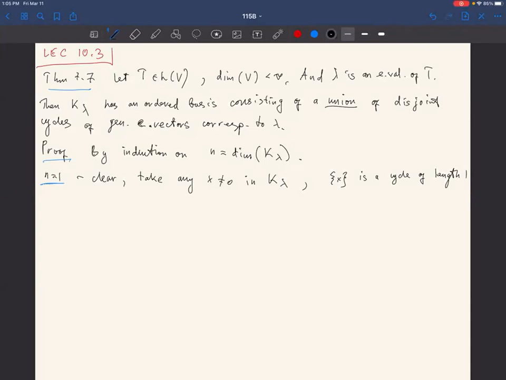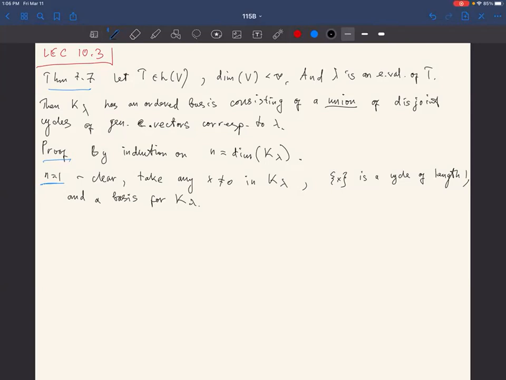And so this is a cycle of length n, 1, excuse me, well, n is 1 in this case. And it is, of course, a basis. Yeah, and a basis for K lambda, because K lambda is one dimensional, we're assuming. So any non-zero vector gives a basis. All right, so the case n equals 1 is trivial.